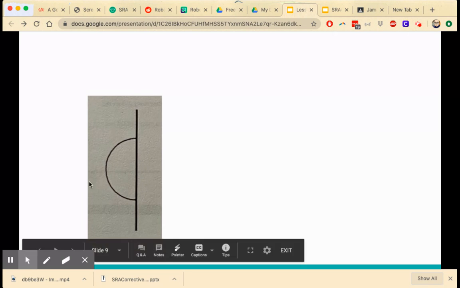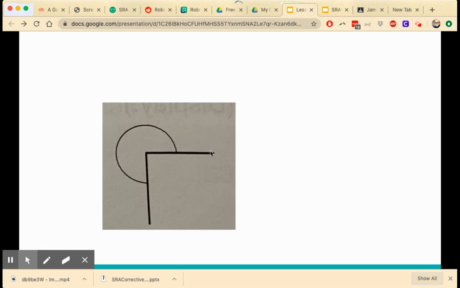Next one. Switched it up and down for you. Take another look at this one, okay? Go ahead and pick your answer now. That's right, it's 180 degrees. It's 2/4 of a circle.